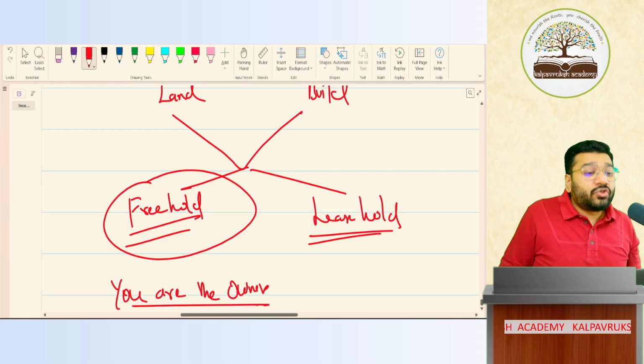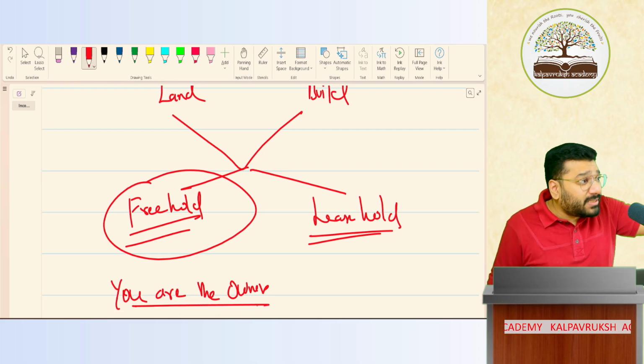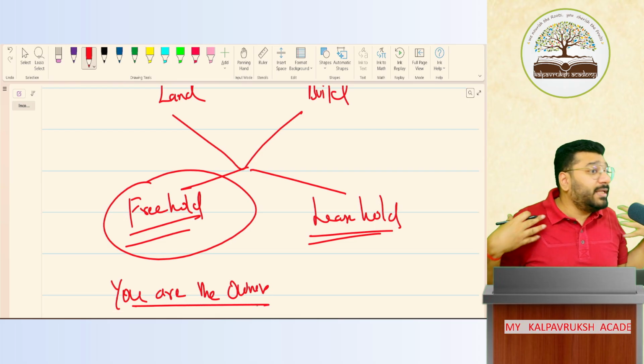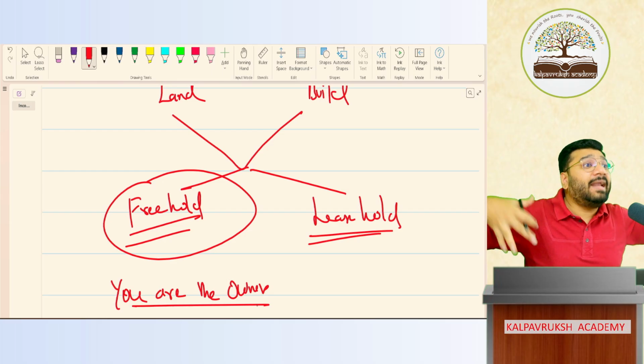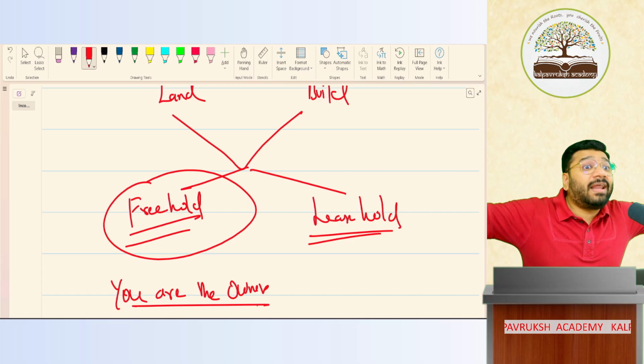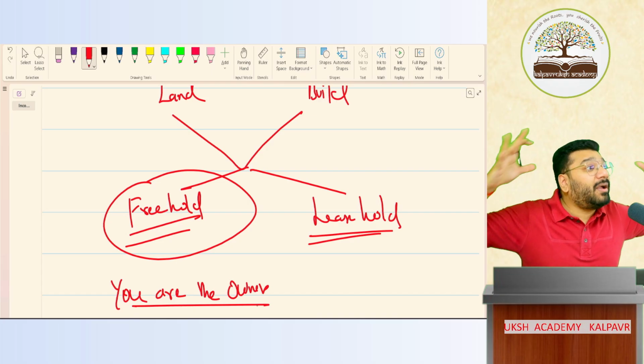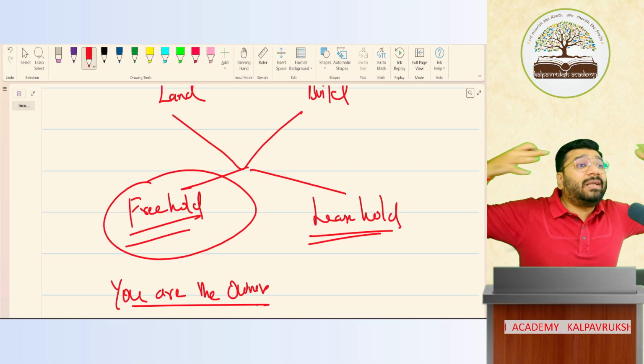So freehold land doesn't mean this land has come free of cost to me. Freehold land means this is my land. On that land, I'm free to do whatever I want to do. Nobody can come and question me anything.